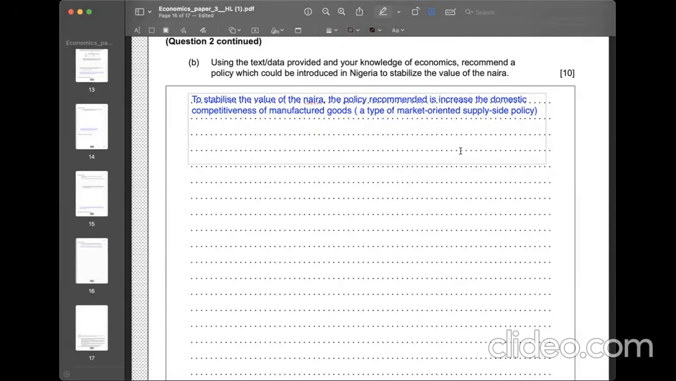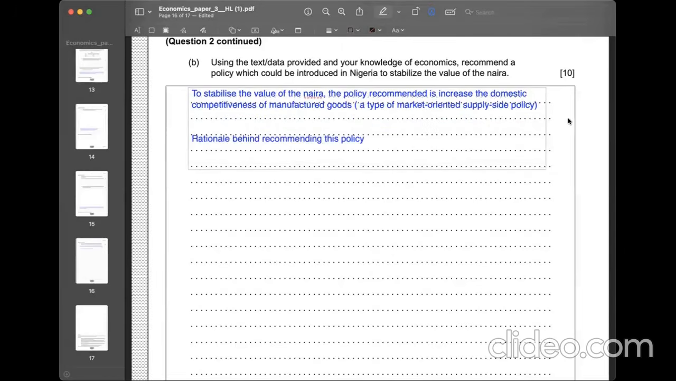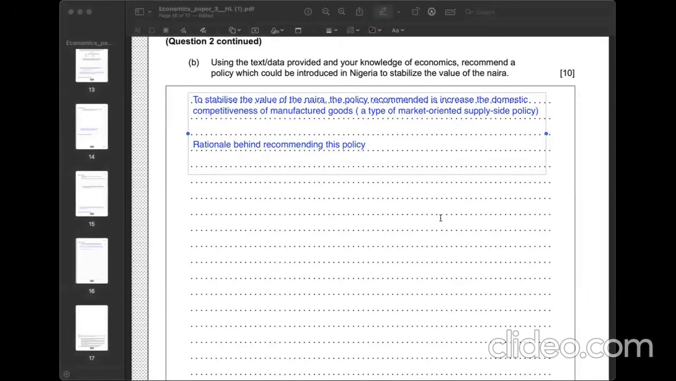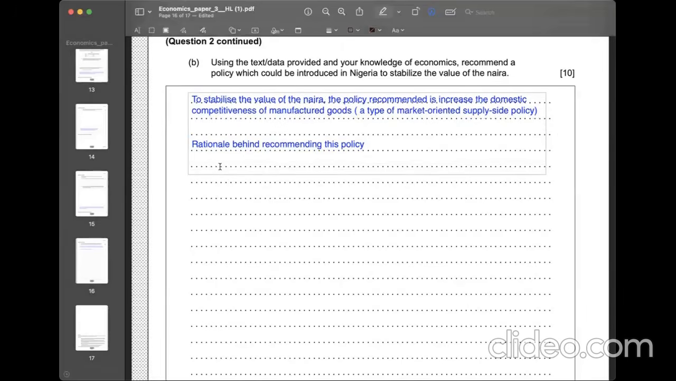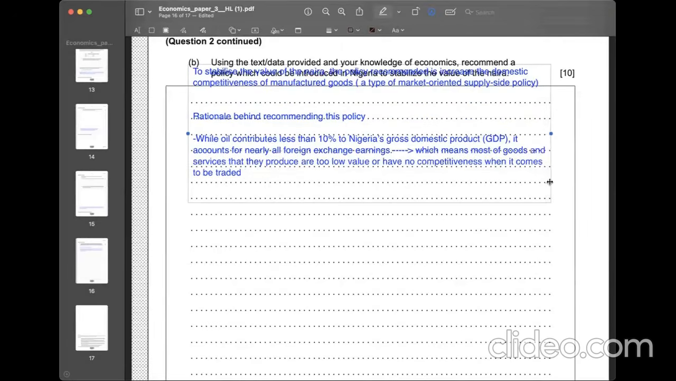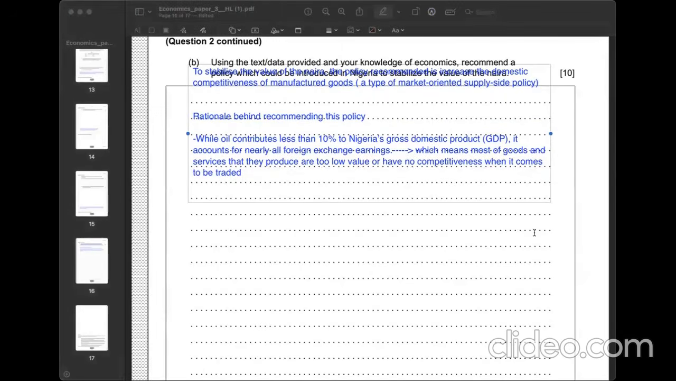I have data and information supported rationales behind recommending this policy. First, while oil contributes less than 10% of Nigerian gross domestic product, it accounts for nearly all foreign exchange earnings, which means most of the goods and services that they produce are too low value to earn foreign reserves, or have no competitiveness when it comes to being traded within the international trade market, right? So that's why I feel like it has to increase its competitiveness within more diverse items.